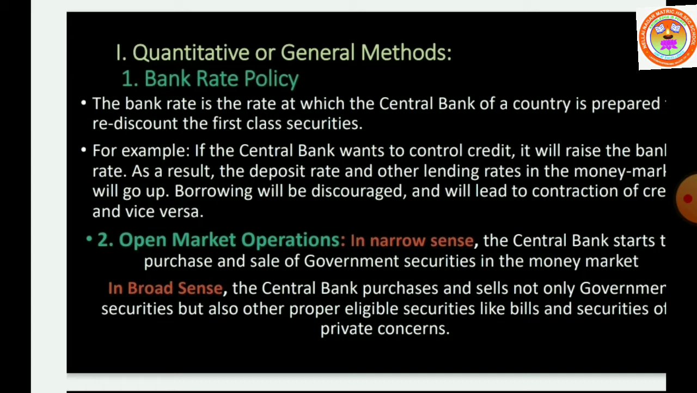At this rate, the central bank rediscounts bills of exchange and government securities held by the commercial banks. For example, if the central bank wants to control credit, it will raise the bank rate. As a result, the deposit rate and other lending rates in the money market will go up. Borrowing will be discouraged and will lead to contraction of credit and vice versa.